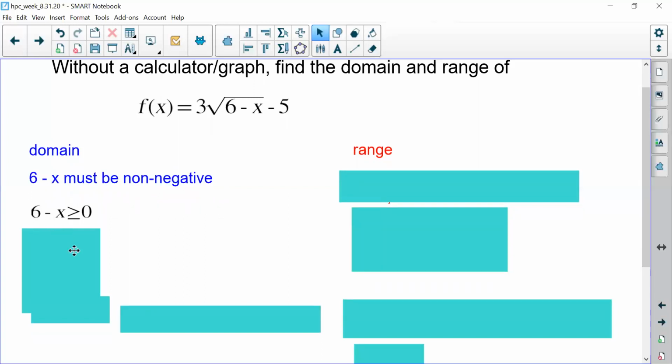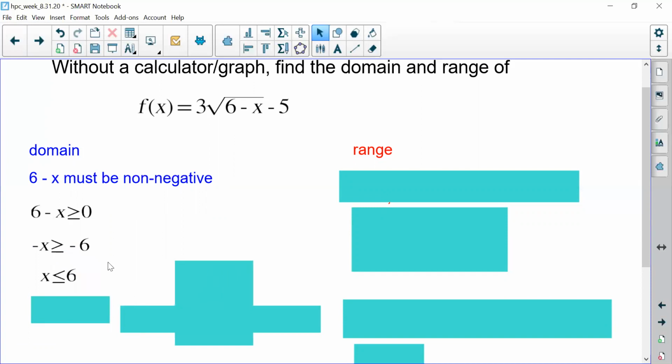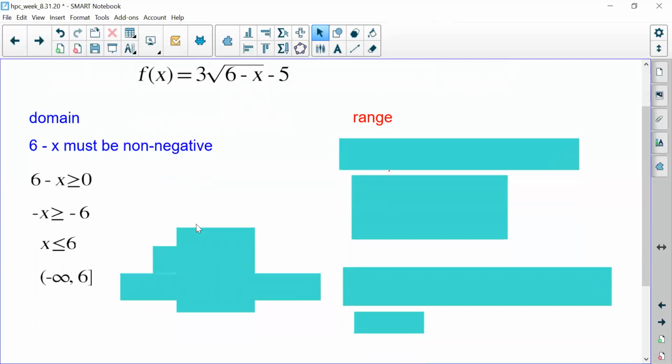It can't be negative. Subtract 6 on both sides, divide by -1. I hope you remembered to switch the sign if you divide by a negative. So we discover that x must be less than or equal to 6. That is the domain. As long as x is less than or equal to 6, then this function will produce real numbers. It only exists to the left of 6.